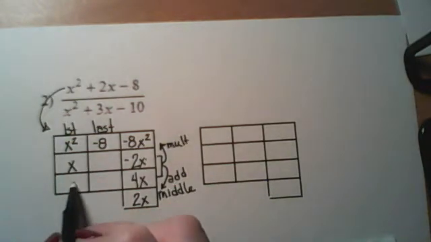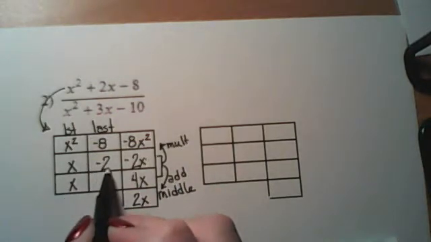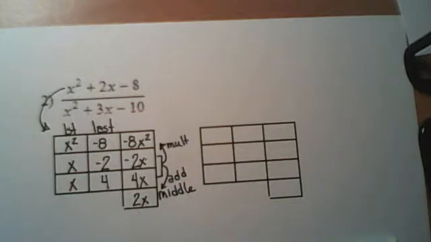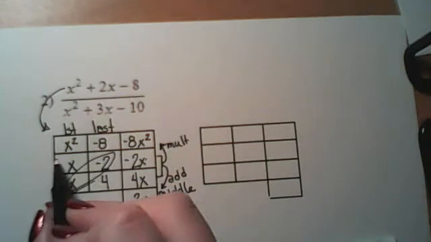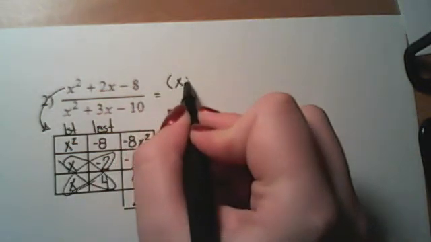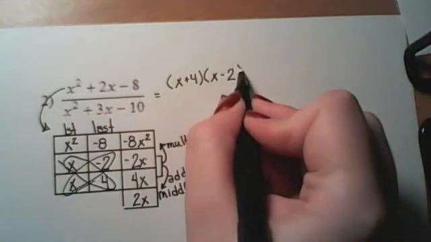Okay, for my x squared, I'm going to separate that into x and x. X times negative 2 gives me negative 2x, and x times 4 gives me 4x. 4 times negative 2 is negative 8. So I'm going to circle my diagonals, and that's my numerator factored: x plus 4 times x minus 2.